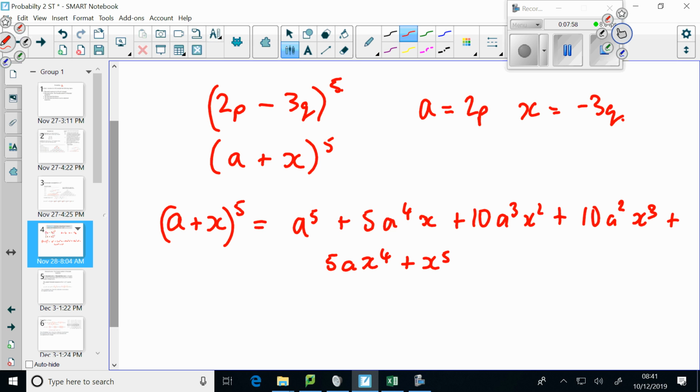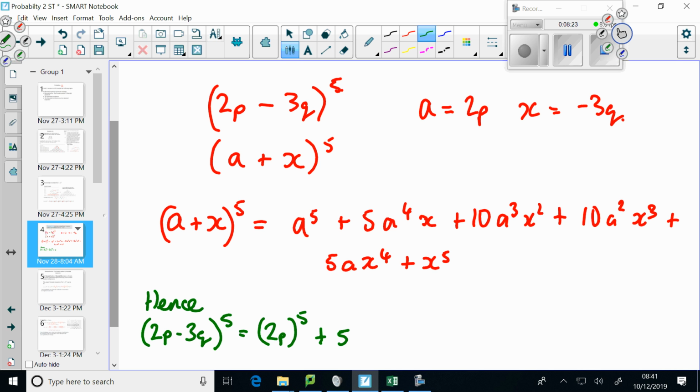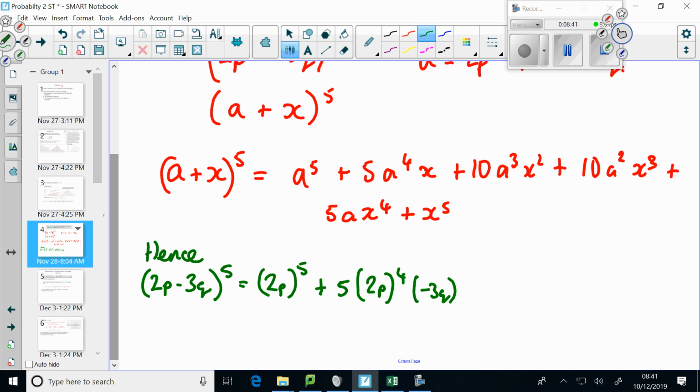Alright, so starting that off, we could say, hence, (2p minus 3q) to the 5 equals, we've got a to the 5, so we want (2p) to the 5, plus 5 times (2p) to the 4 times (minus 3q). I'm going to start writing these on a separate line.